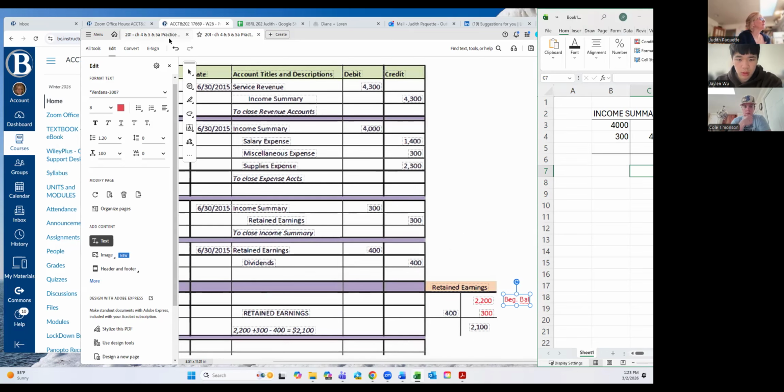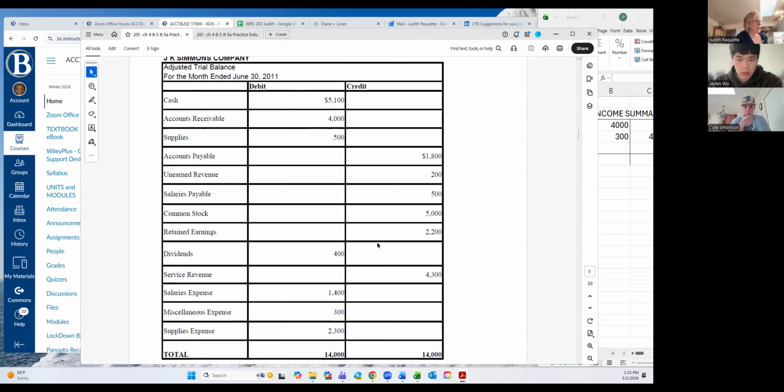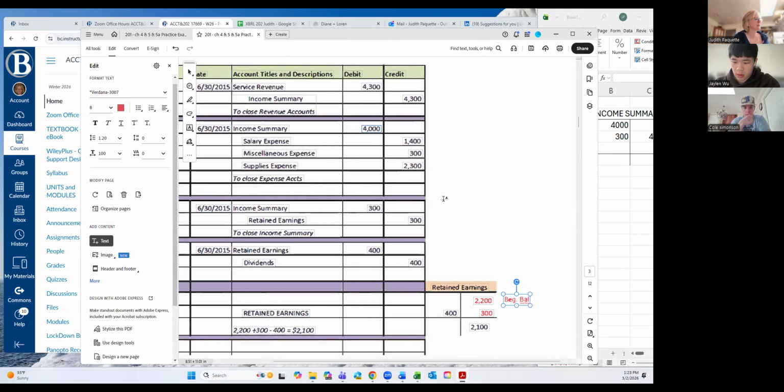So if you go back to the trial balance, here's that beginning balance at the beginning of the year. And then everything below retained earnings, when you are done, it's zero. And everything above retained earnings does not change. But retained earnings new balance is going to be 2,100. Okay. Because we had profit and we paid dividends. So it went from 2,200 to 2,100.